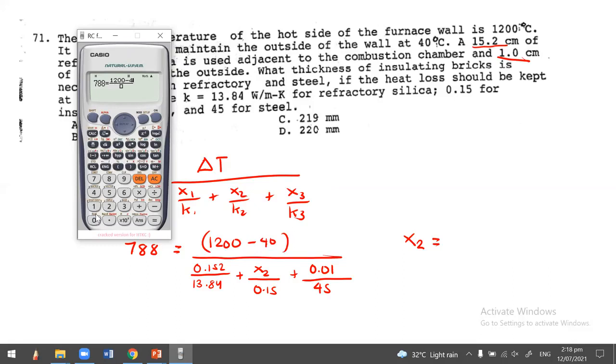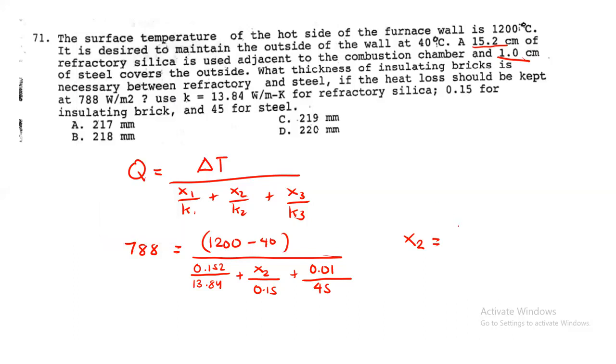(1,2 minus 40 divided by 0.152 over 13.84 plus alpha x 0.01 over 45. So shift solve. So 0.219. So 0.219 meter or 219 mm. So the answer is letter C.